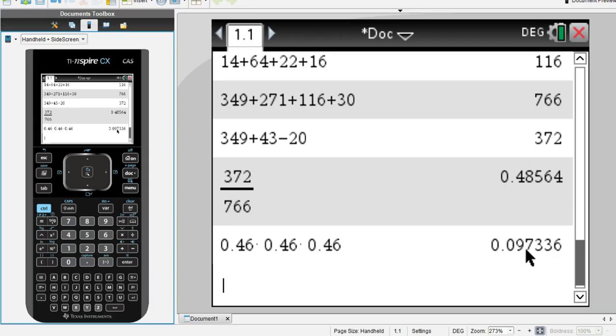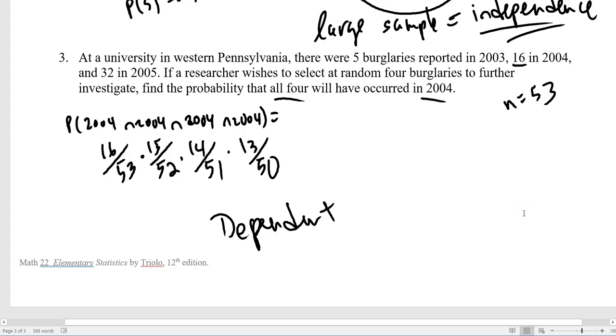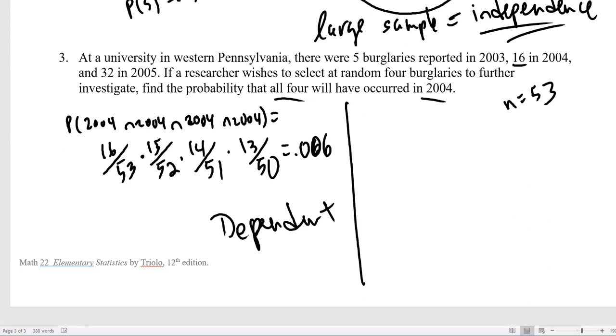So let's say 16 out of 53. And what was it? 15 out of 52. And it's 14 out of 51. Then it's 13 out of 50. That gives 0.006.